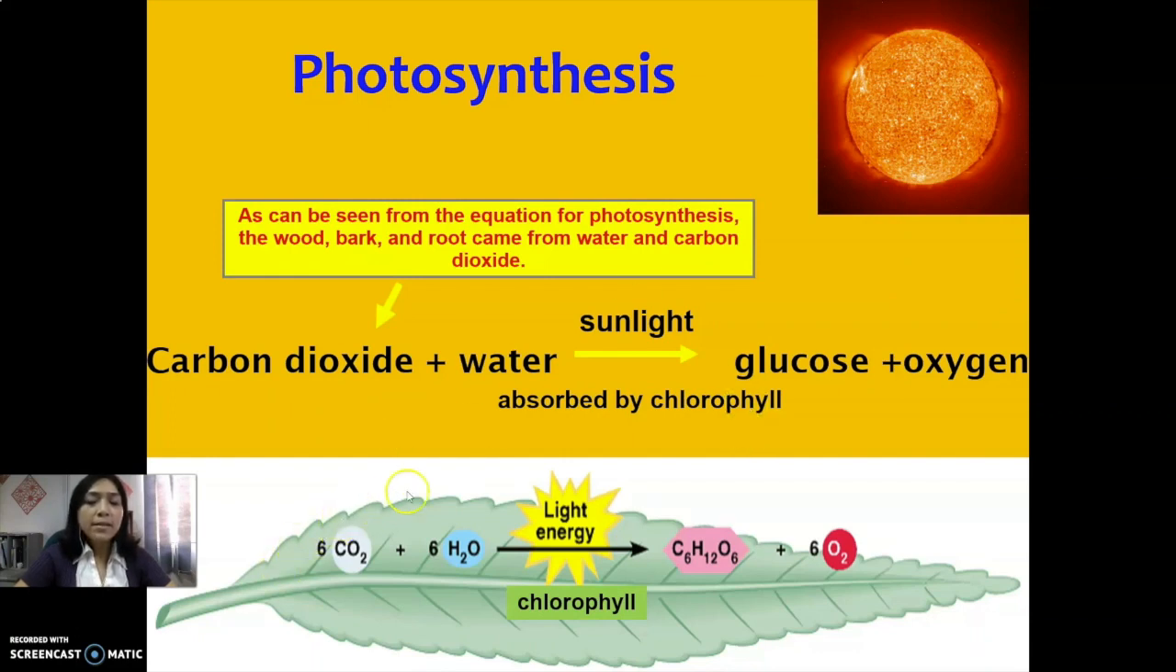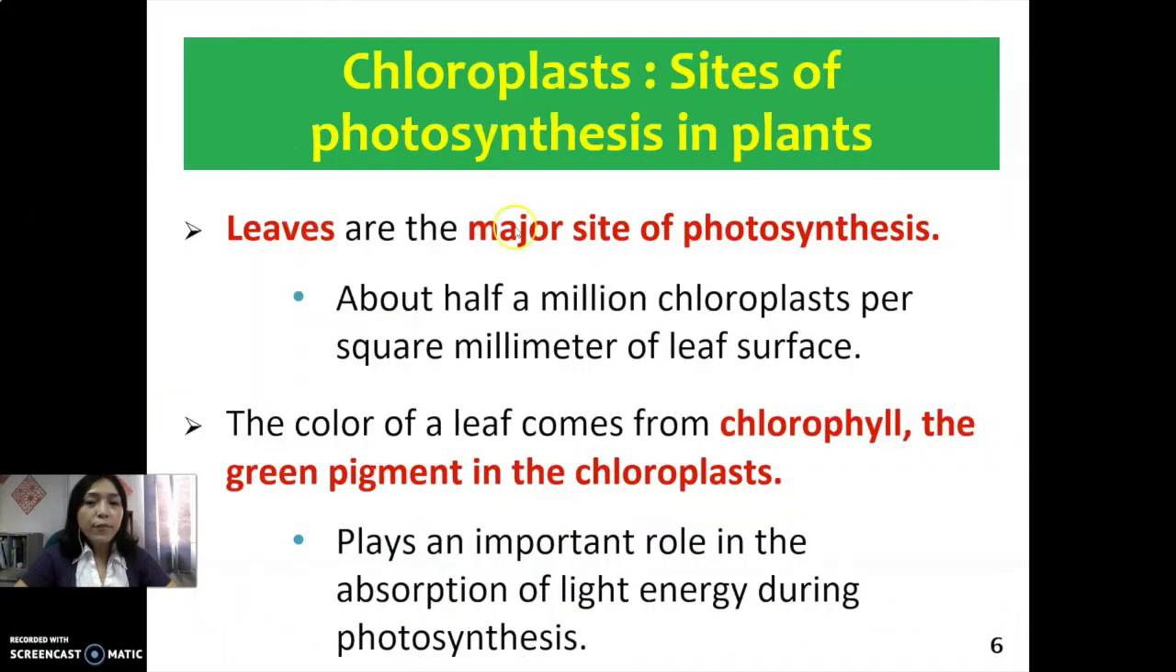The main site where photosynthesis occurs is the leaf, because the leaf consists of chloroplasts. So leaves are the major site of photosynthesis. There are about 500,000 chloroplasts per square millimeter of the leaf surface. So there are plenty of chloroplasts in the leaf.